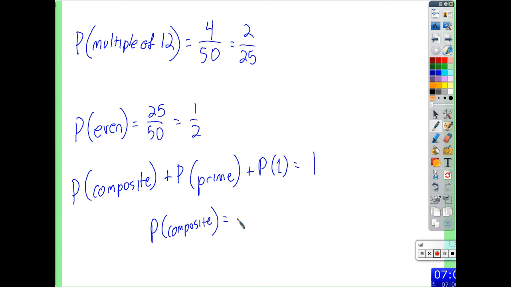So we'll subtract the probability that you get a prime from both sides, and we'll subtract the probability that you'll get a 1 from both sides. So it's going to be 1 minus the probability of, let's just call it prime, minus the probability of getting a 1. Now we have to count all the prime numbers, keeping in mind that 1 is not prime, and it's not composite. That's why it's its own outcome.